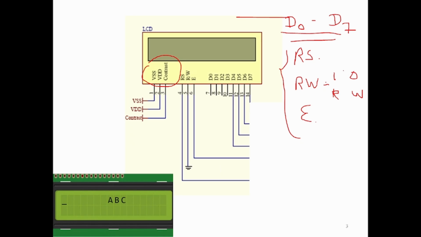So this RW will be 0 throughout our development, right? And that's why you can see in this image RW is connected with the ground. Because anyway we will not read anything from the LCD, we will only and only write. So this is what RS, RW.